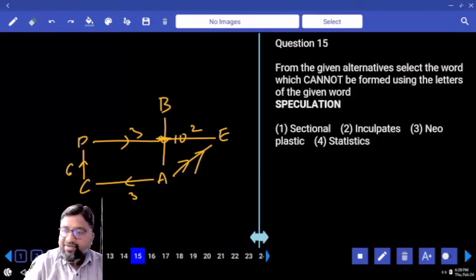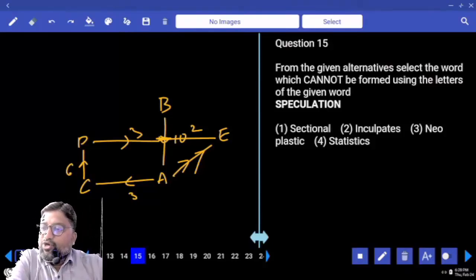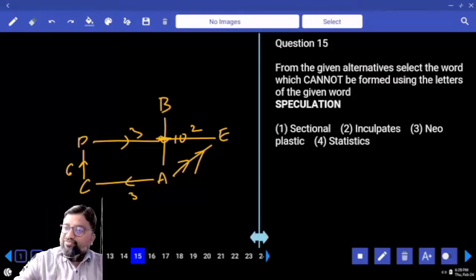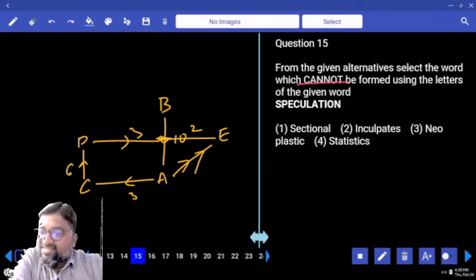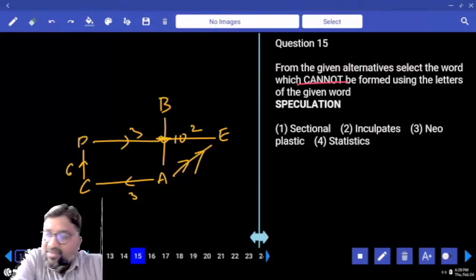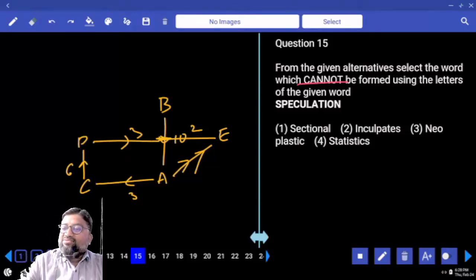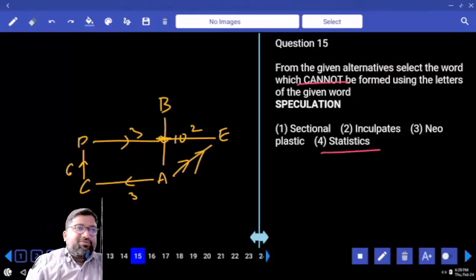This is question number 15. From the given alternatives, select the word which cannot be formed. Concentrate on that. Speculation. Sectional. It can be formed. Inculpates. Yes, it can also be formed. Neoplastic. Can I form that? Statistics, there is a problem. There are 3 S's in statistics. In speculation, there is only 1 S. So which option is my answer?